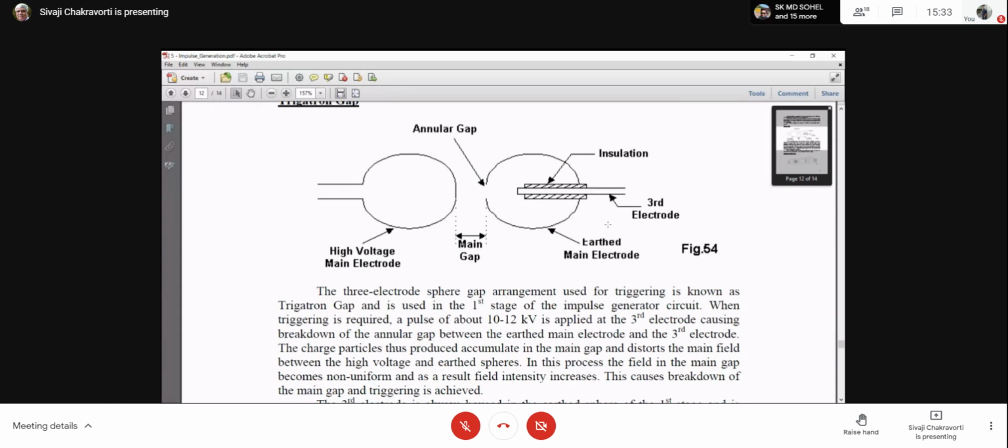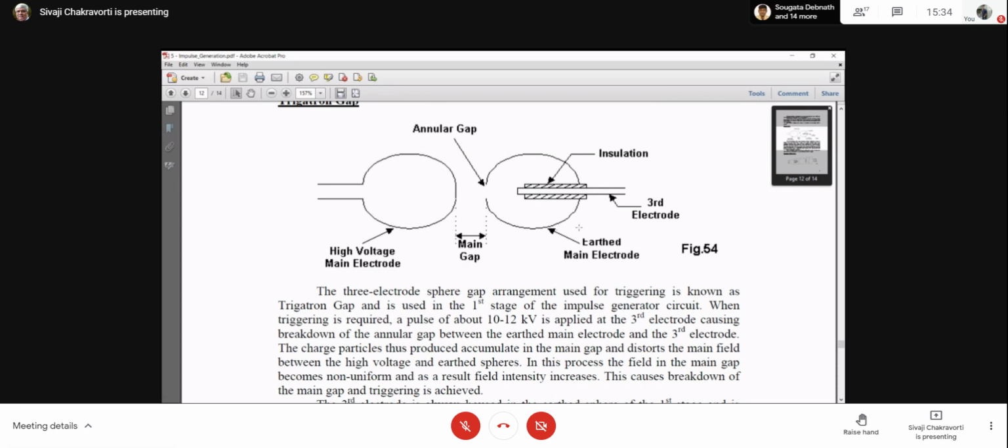The gap between the arc sphere and the third electrode is such that this pulse voltage will make this gap break down. Whenever there is a breakdown within this sphere gap, this volume, it will generate enough positive and negative charges. And remember that between the two main spheres, there is already a significant amount of field generated because of the high voltage.